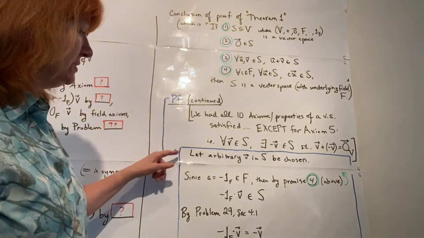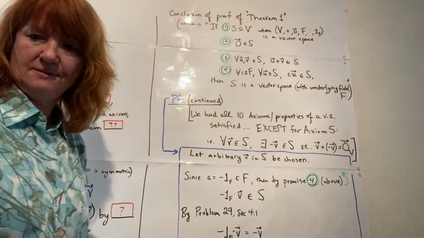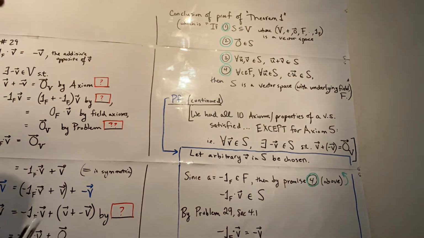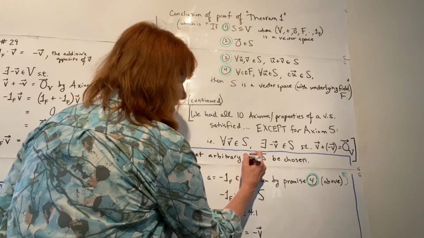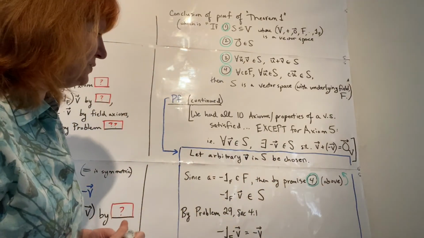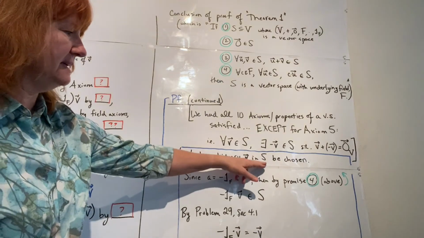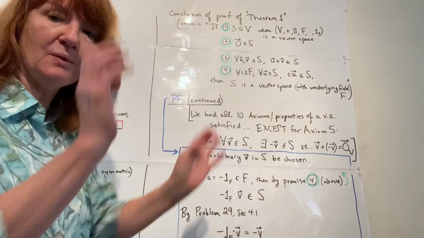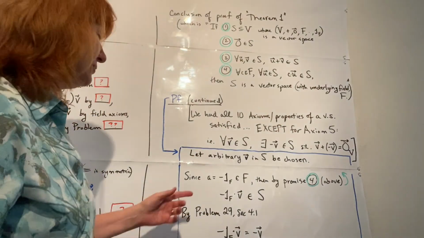So here's the finish. Take any arbitrary vector in S. When you're trying to prove a statement is true about any old vector, this is a way of phrasing it mathematically: let an arbitrary vector in the set under question be chosen. I don't care which one you choose, I'm going to be able to make these assertions about it and prove it.